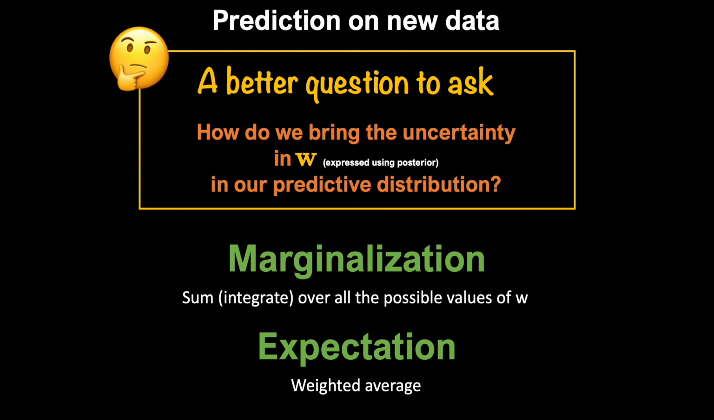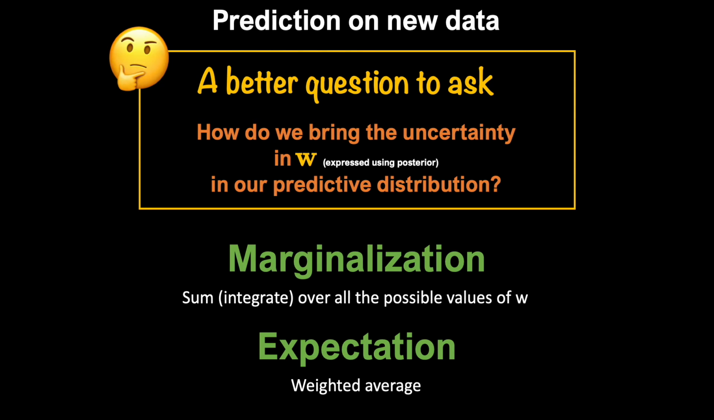Now the term marginalization means that we are summing or integrating over all possible values of W. The summing or integrating implies that we are taking into consideration all the possible values of W. If you can take into consideration all possible values of W instead of summaries like mean, mode, and median, then our predictions will be more grounded and possibly more consistent.